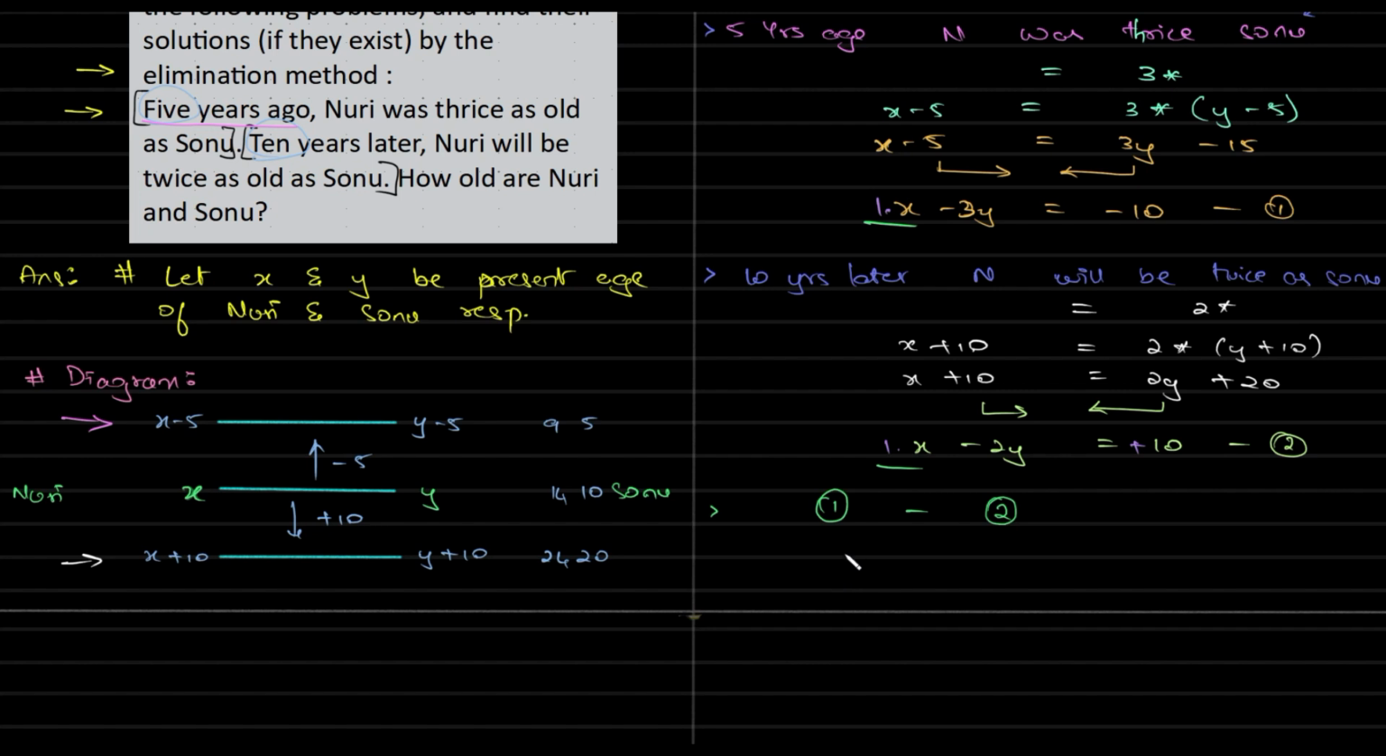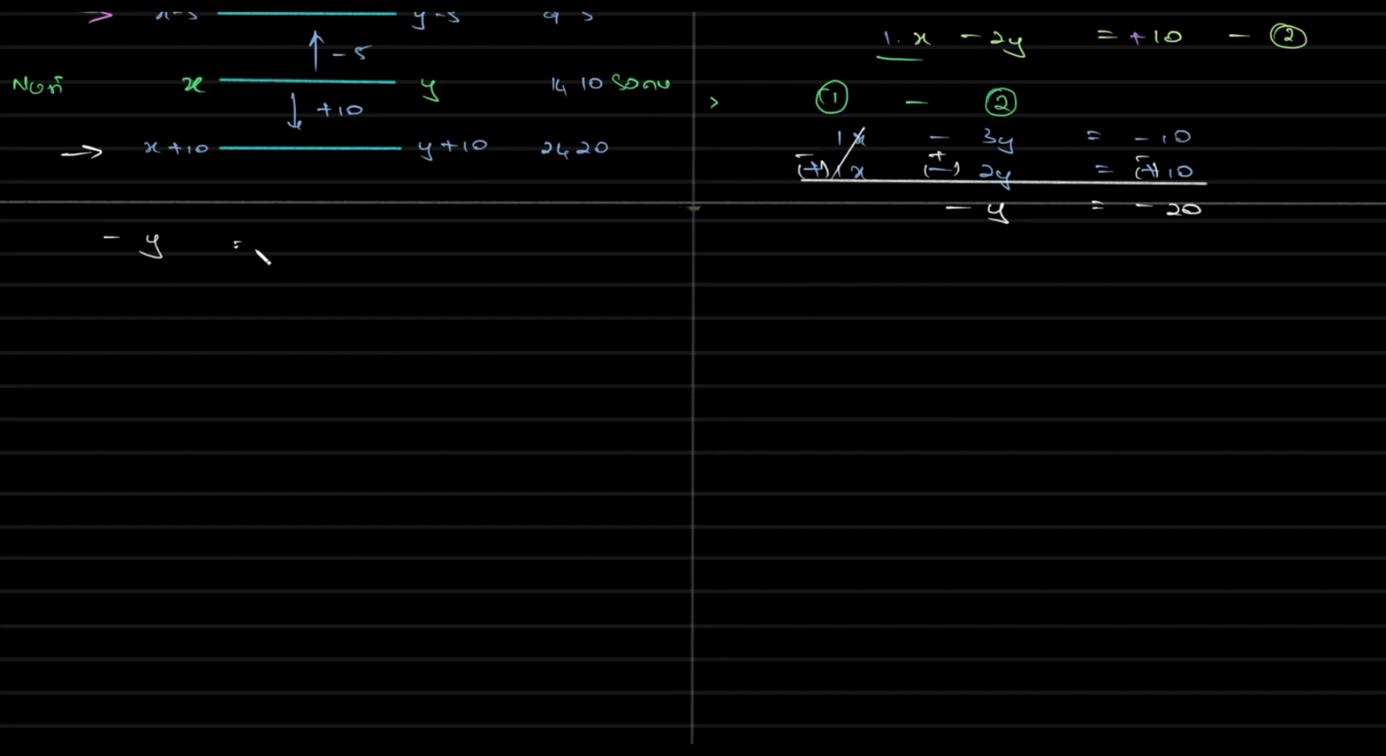So equation 1 minus equation 2: 1x minus 3y is equal to minus 10, minus 1x minus 2y is equal to plus 10. So minus, plus, minus. The x will get cancelled and you have minus y is equal to minus 20. And we divide by minus 1, so y is equal to plus 20.